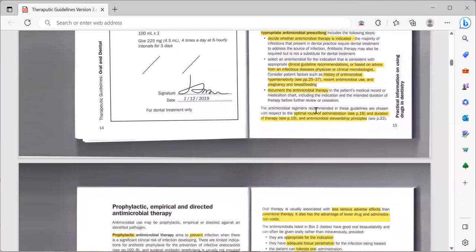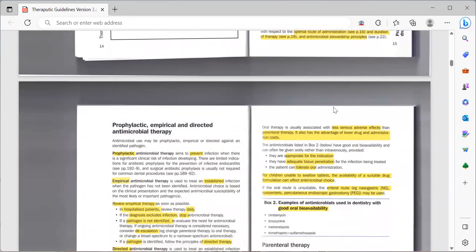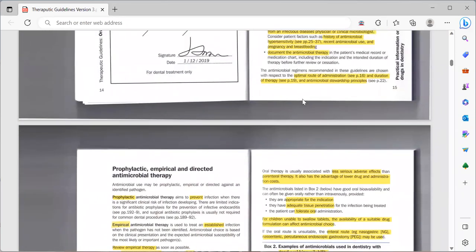The antimicrobial regimens recommended in these guidelines are chosen with respect to the optimal route of administration, duration of therapy, and antimicrobial stewardship principles. So they have made these guidelines, and we will discuss it in more detail, like what they actually meant to say here.